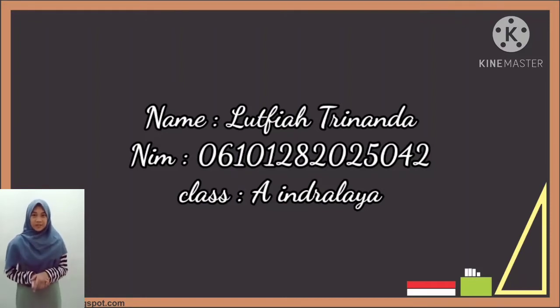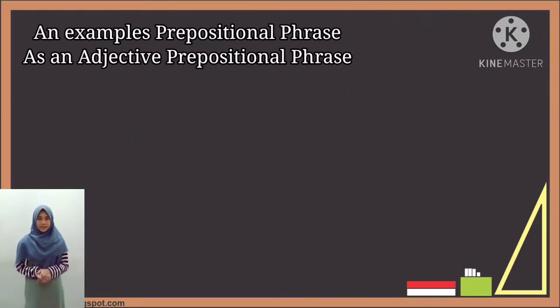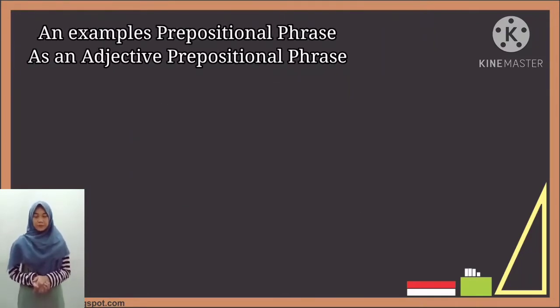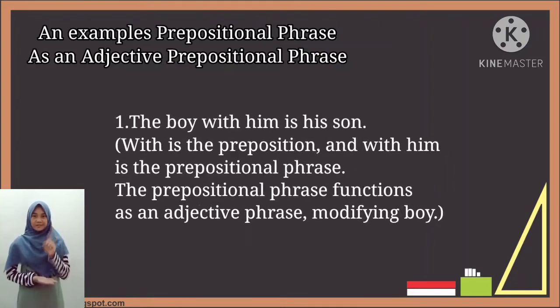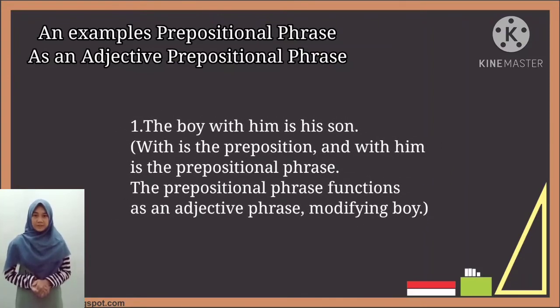Now, I'm going to explain about examples of prepositional phrase. An example of a prepositional phrase is an adjective prepositional phrase. Number 1. The boy with him is his son. With is the preposition and with him is the prepositional phrase. The prepositional phrase functions as an adjective phrase modifying boy.